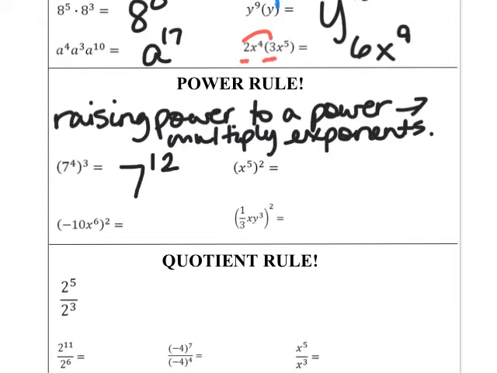Next one, my base is x, and I have x to the 5th raised to the 2nd power, so I need to multiply 5 times 2, which gives me x to the 10th.